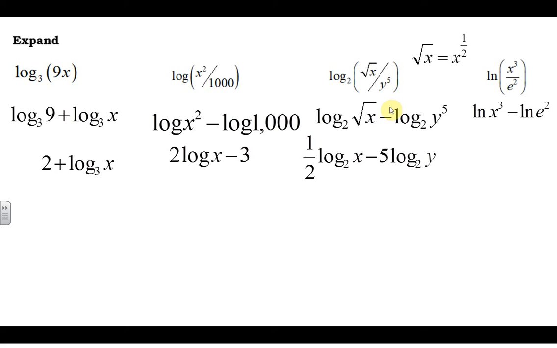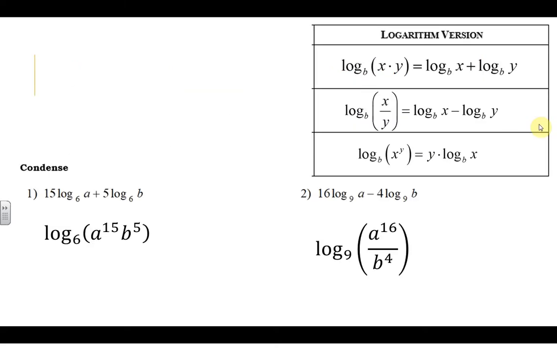Natural log has the same exact rules. Subtract. Now remember, this is technically a base e. So after we use our power to a power rule, ln e is just 1, so that's just a 2.